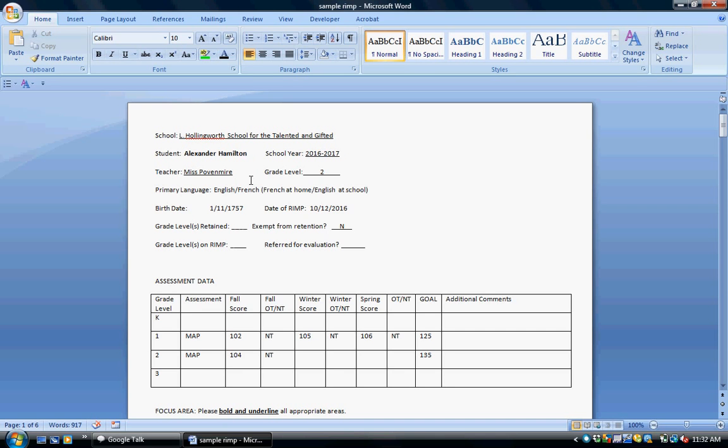It's got the teacher's name, so this is the homeroom teacher. I am his homeroom teacher for this one. And it's got the grade level. He's in 2nd grade. It's got his primary language.